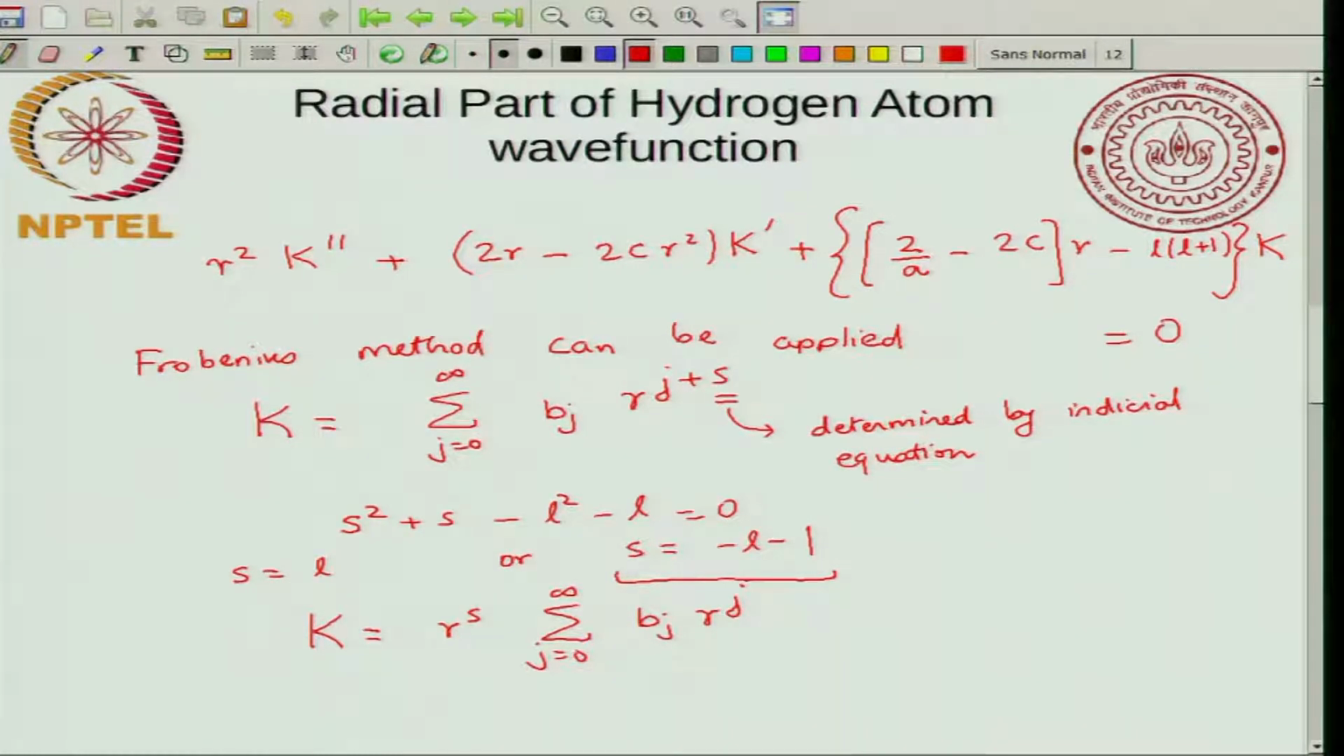Okay, so basically when j equal to 0, you have r raised to s. So r raised to s is a leading term. Now you can actually show that when s equal to minus L minus 1, then you will have a problem at r equal to 0. So s equal to minus L minus 1 creates a problem at r equal to 0. And you can show for various reasons that this is not of interest.